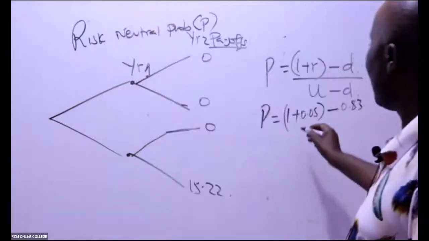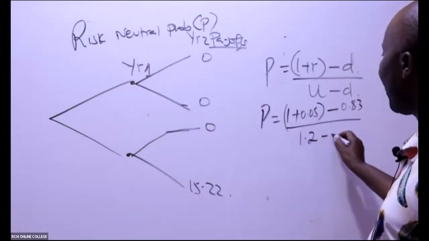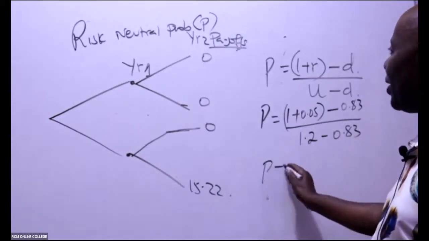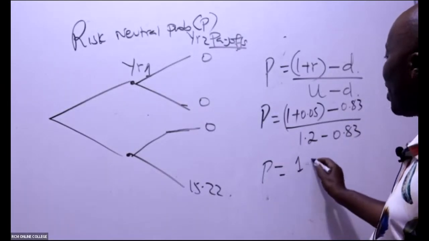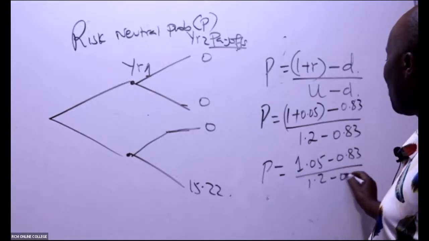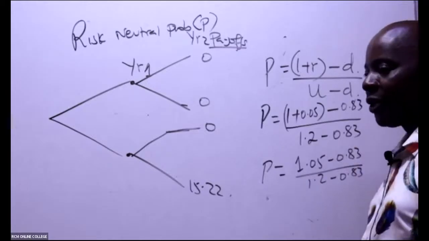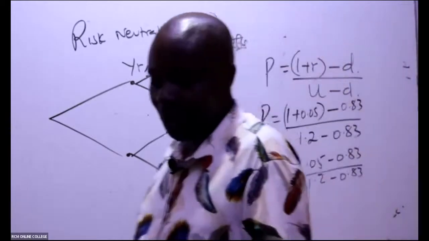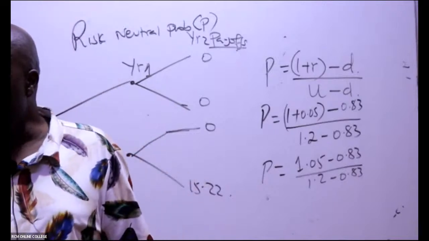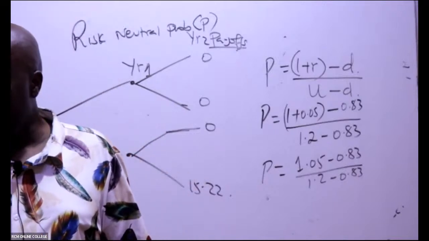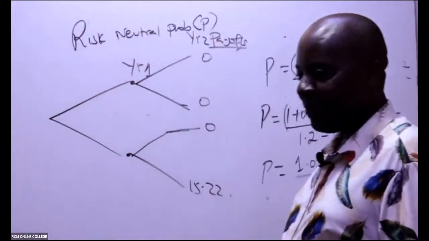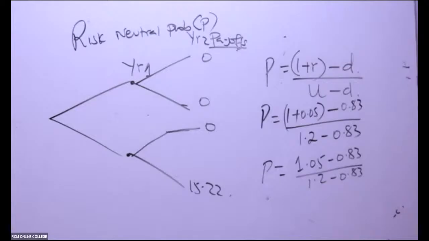And the up was 1.2 minus this down, 0.83. So this risk-neutral probability will be 1.05 minus 0.83, all over 1.2 minus 0.83. So at the end of the day, who is able to give me this answer? I'm being given an answer of 0.59.